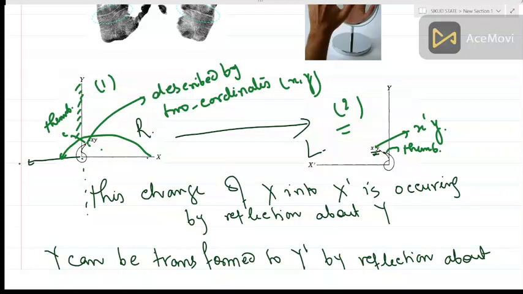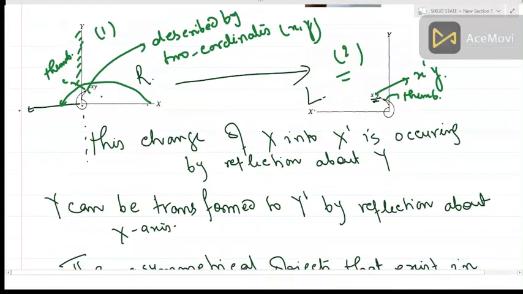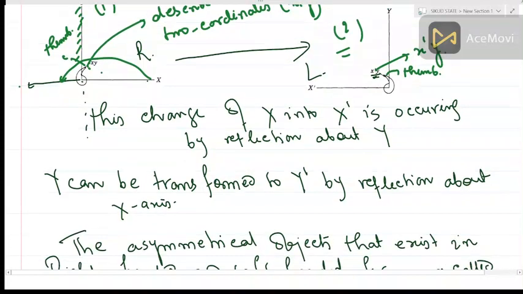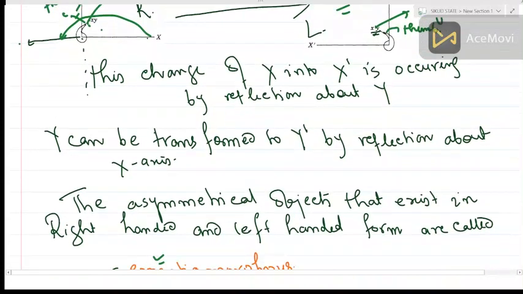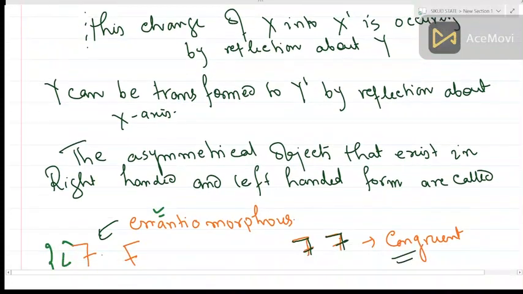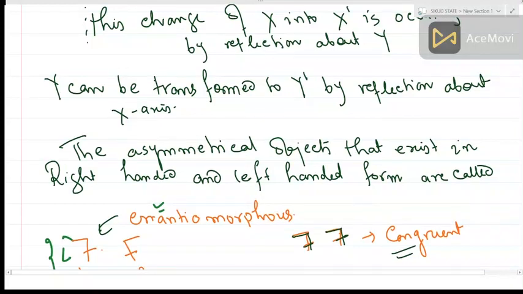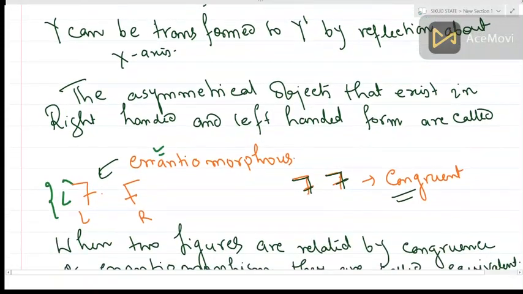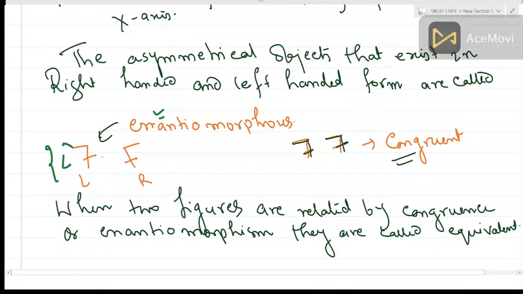Now your right-handed comma becomes this left-handed comma. Similarly, Y axis can be transformed into Y dash by reflection along the X axis. You can try that. So asymmetrical objects that exist in left and right-handed form are called enantiomorphs, like this 7. Same thing will happen with the 7 also. Now the figures, the objects can either be superimposable on each other or they are enantiomorphs. They are said to be equivalent. Both are 7. It is not that this is 7 and this is 9.